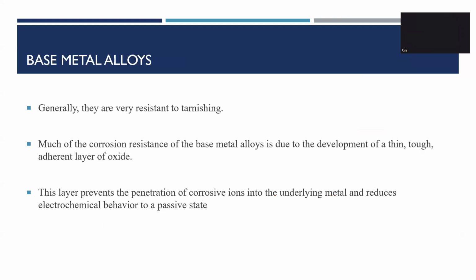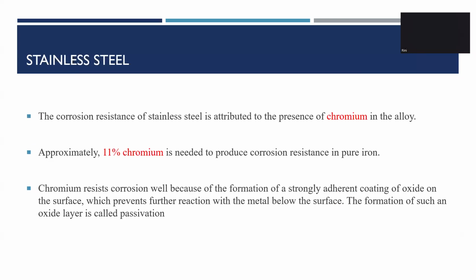Coming to base metal alloys, they are resistant to tarnishing. Much of the corrosion resistance of the base metal alloy is due to the development of a thin, tough, adherent layer of oxide. This layer prevents the penetration of corrosive ions into the underlying metal and reduces electrochemical behavior to a passive state.